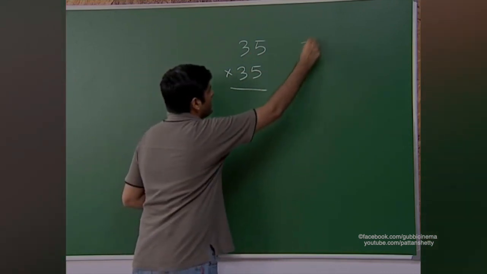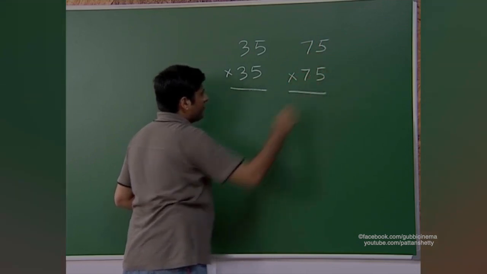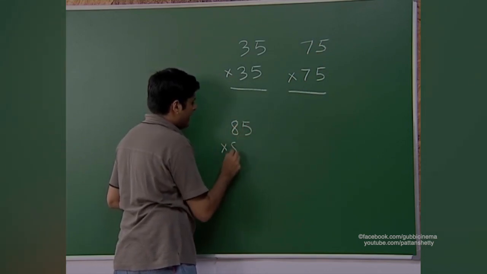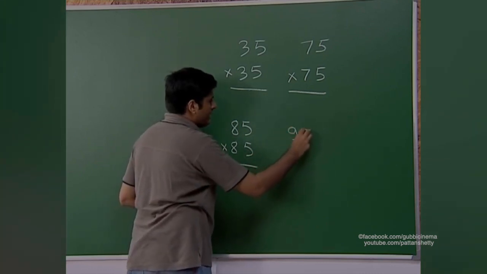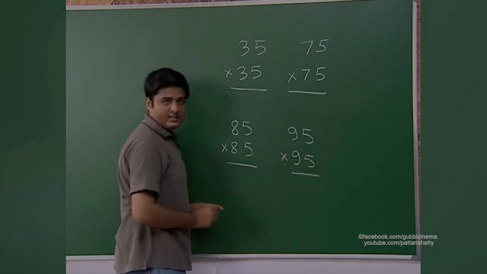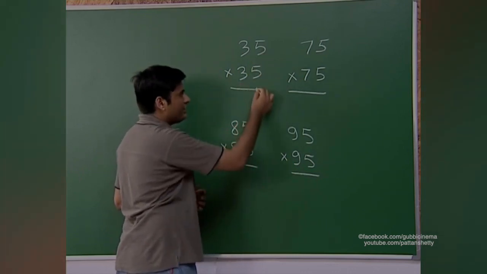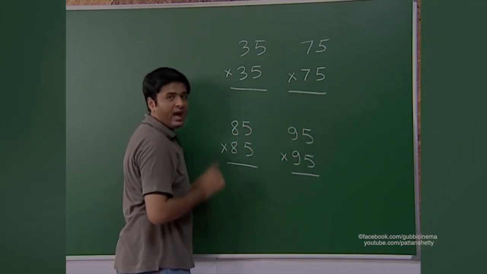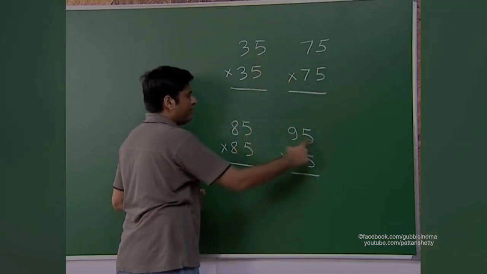Suppose I have to multiply, say, 75 by 75. Next, I am taking 85 multiplied by 85. And last, I am taking 95 multiplied by 95. As I said, we are squaring numbers, so whatever number is above will come below. 35, 35, 75, 75, 85, 85, 95, 95. And secondly, the number has to end with 5. So 5, 5, 5, 5.